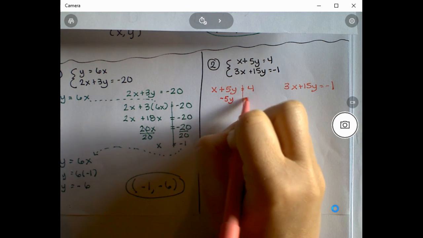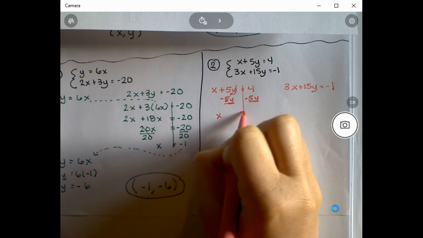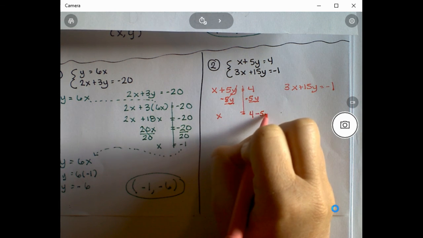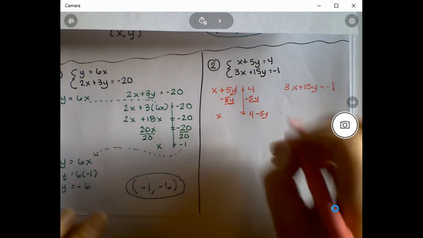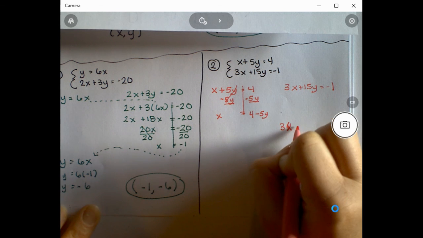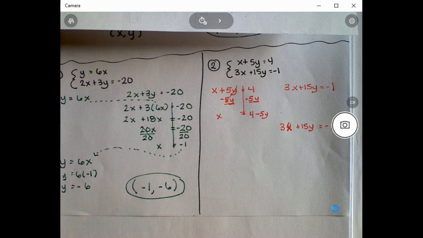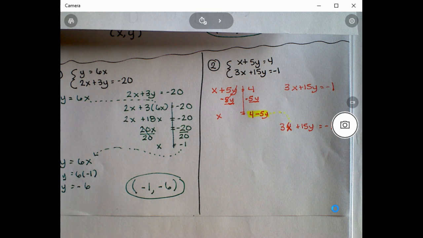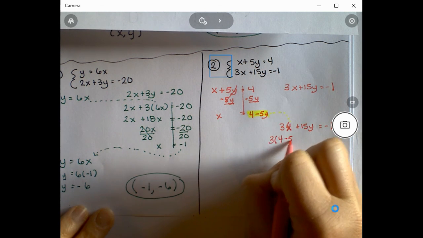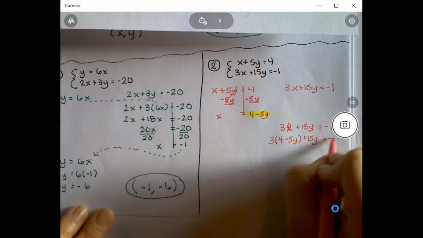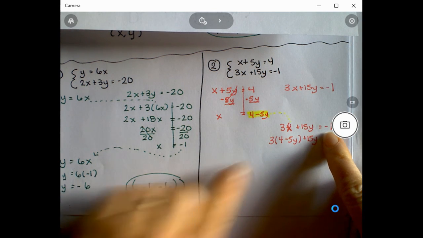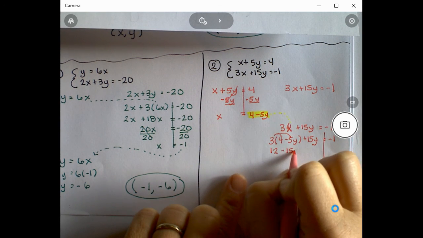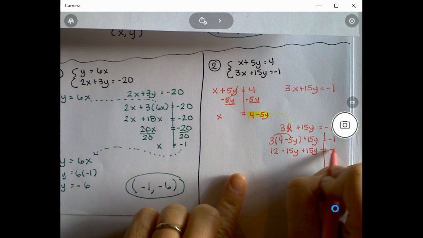We're going to move that 5y by subtracting it from both sides. So x equals, these are not like terms. We cannot combine them. So 4 minus 5y. All right, now we have x alone. So we're going to rewrite this one. 3x plus 15y equals negative 1. And anywhere that we see x, we can substitute 4 minus 5y. So 3 times 4 minus 5y, plus 15y equals negative 1. Can I distribute? Yes. So we need to do that. 12 minus 15y plus 15y equals negative 1.